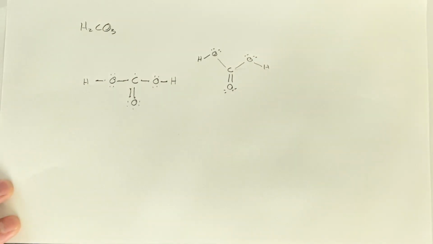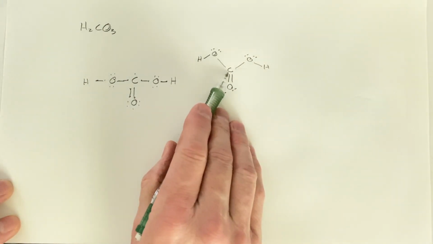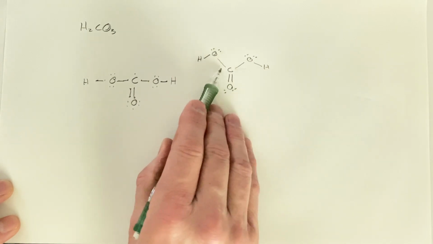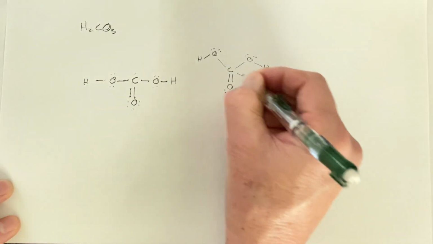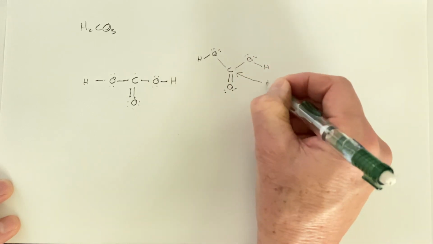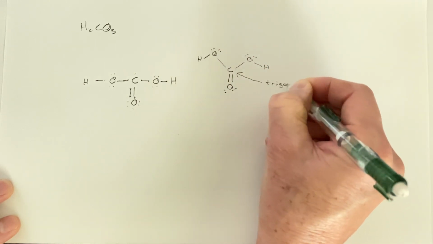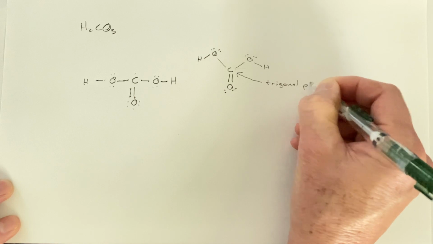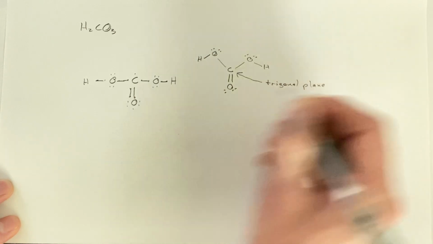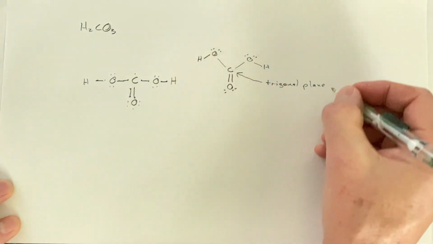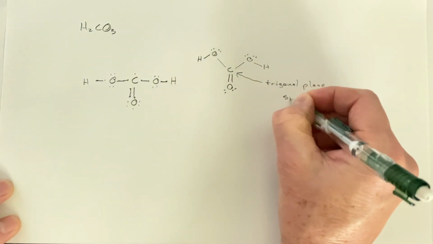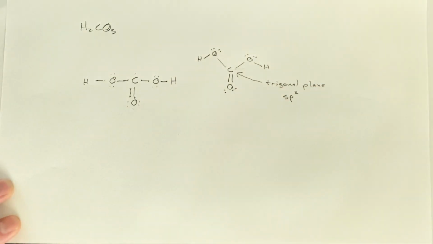As we look at this, we realize that this carbon atom has a trigonal planar geometry. The bond angles between the electrons are all 120 degrees. So this carbon atom has a trigonal planar electron geometry and is therefore sp2 hybridized.